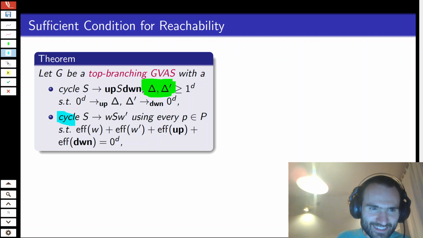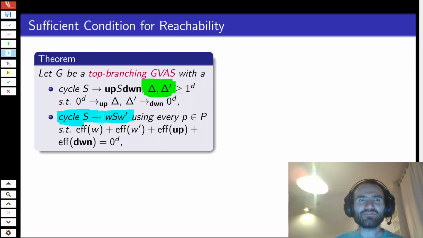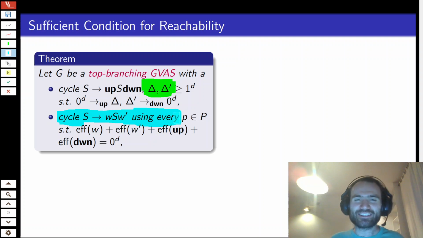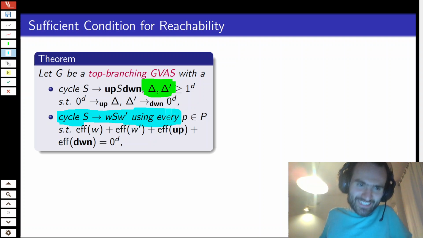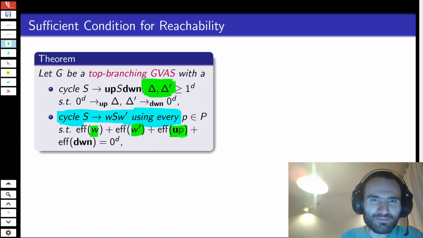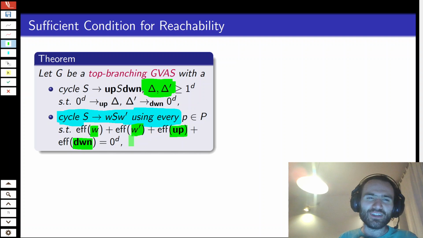So what we do is this: we take a cycle, so we assume that there is a cycle. And now what does this one do? Well, first of all, it has to use every production. This is such that in a moment we can apply the Tree-Steinitz lemma. And second of all, we want that if we sum all the four words, W, W prime, up and down, then we are supposed to have fx0.